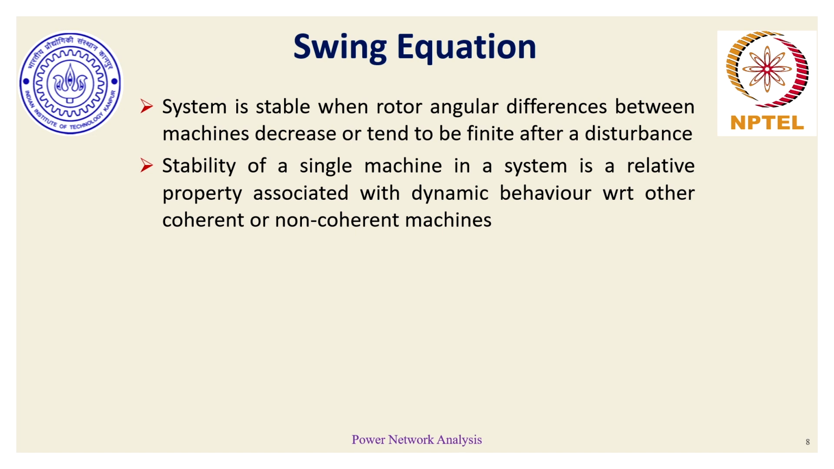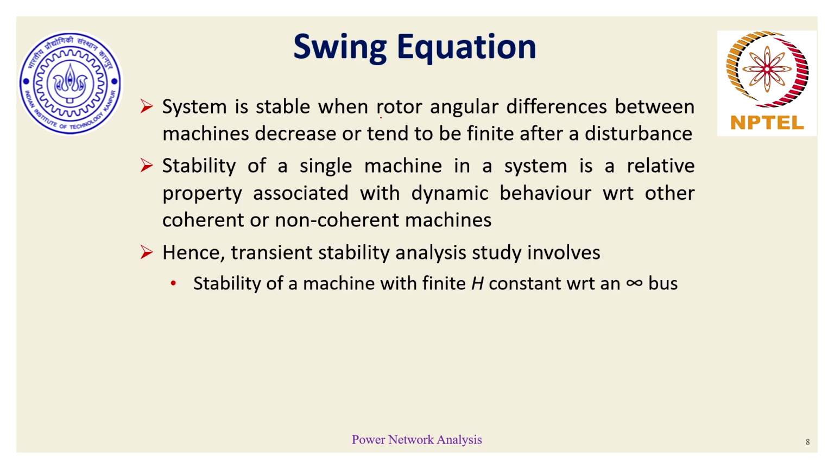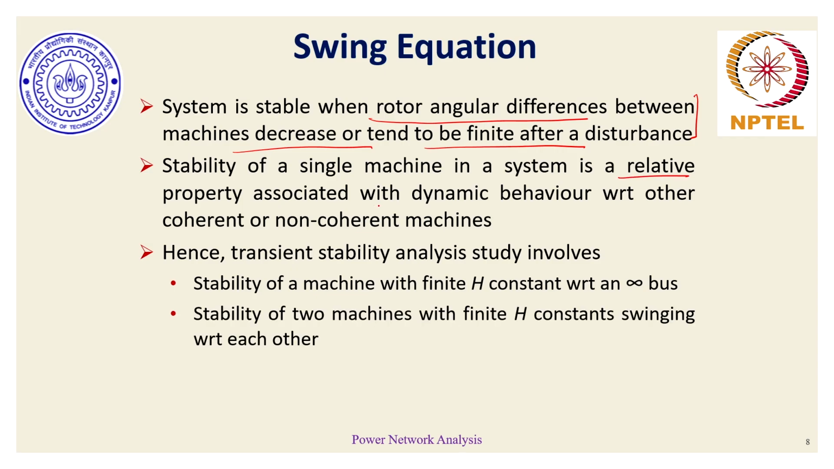So essentially, if the machine or the network tends to remain stable, what we would observe is that irrespective of whether the machines are coherent or non-coherent, the rotor angle differences would tend to decrease or tend to remain finite following a disturbance. In case instability happens, this aspect won't be true. That means the rotor angle deviations or differences would either tend to go up or tend to go down. They will not remain finite. And essentially, for a respective machine, the transient rotor angle stability perspective is basically a relative property associated with the dynamic behavior of other coherent or non-coherent machines.